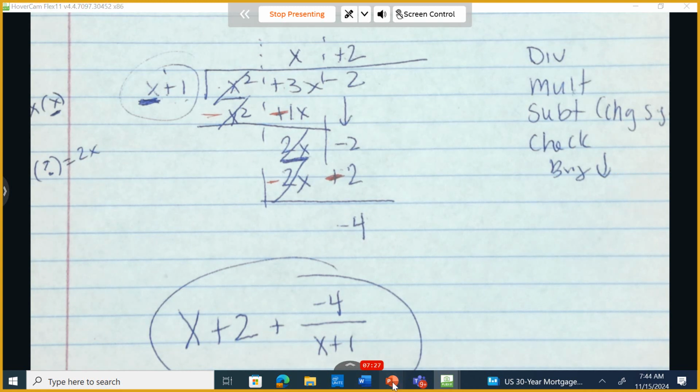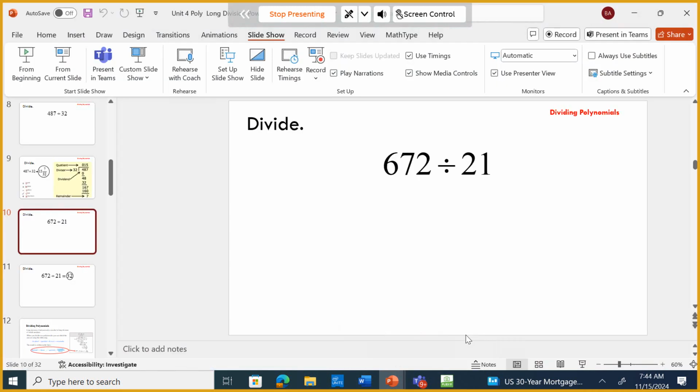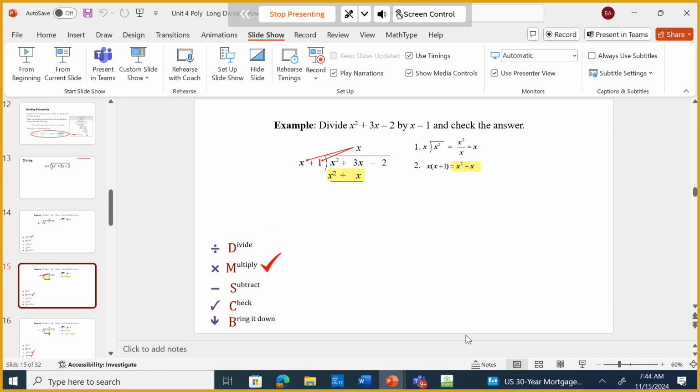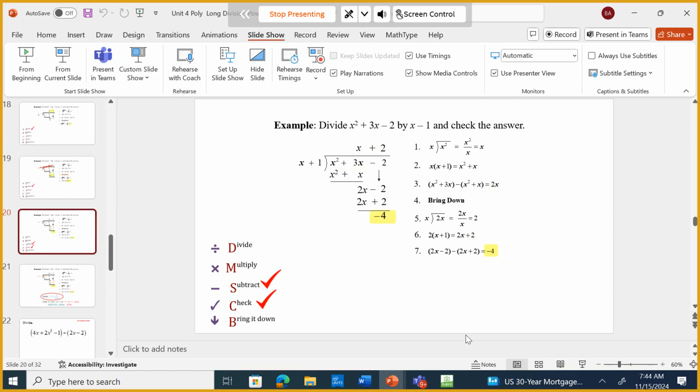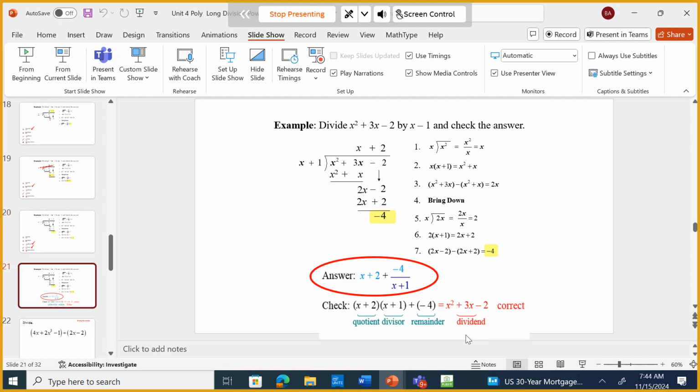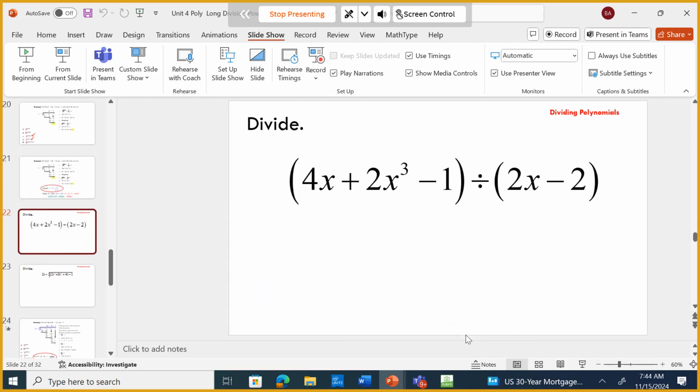We may do one more before I hand it over to your tutor. I'm going to post this PowerPoint so that you can go step by step through it. If you're struggling, I would like you to write down this problem. This will be the last one I go over.